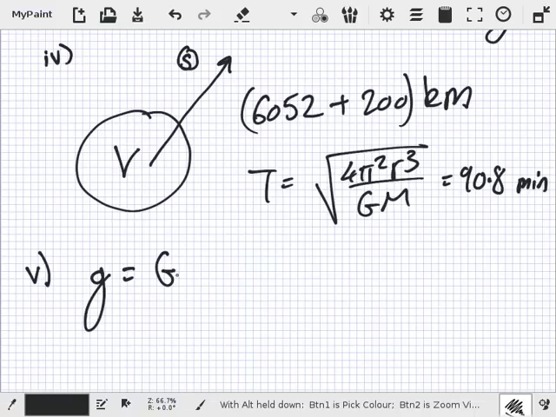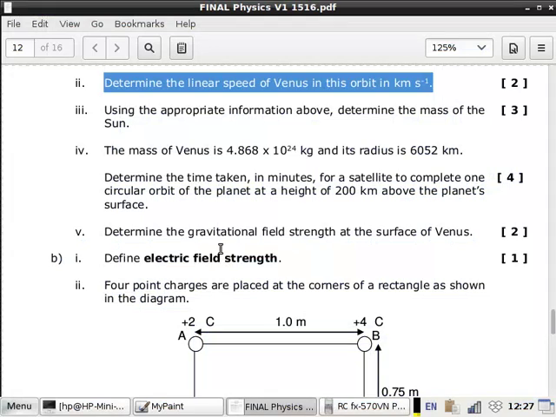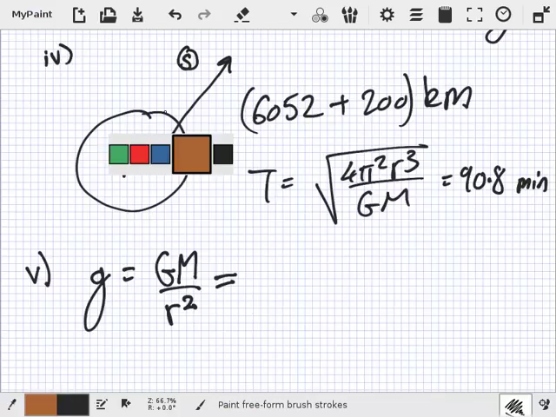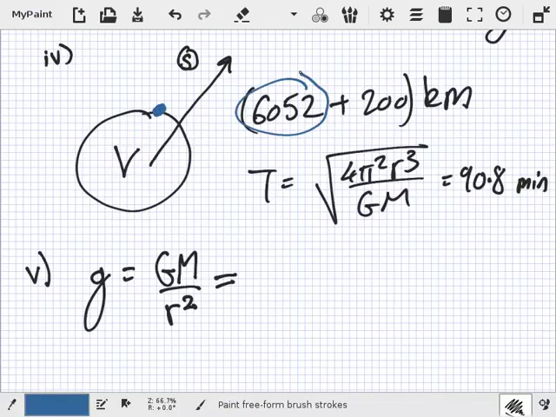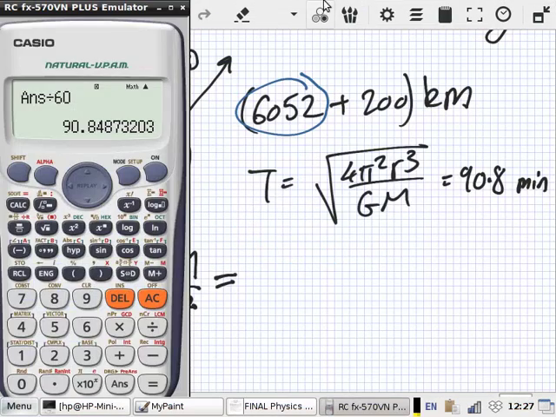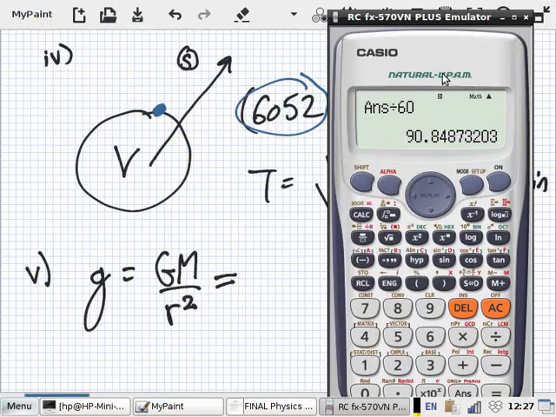What's the formula for field strength? g equals GM over R squared. Yes. And they want it on the surface of Venus. So that's here. Only this.